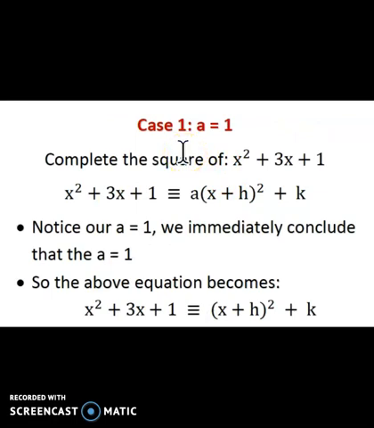So let's start with case 1, when your a is 1. So you have here this x squared alone. So complete the square of x squared plus 3x plus 1. Is this a quadratic? The answer is yes, because the highest power of x is 2. And it also fits the bill of ax squared plus bx plus c. a is 1, b is 3, c is 1.